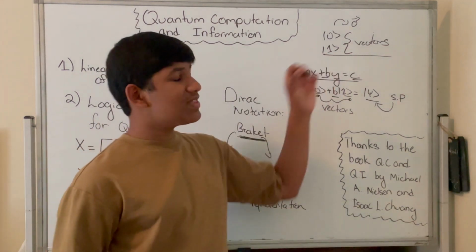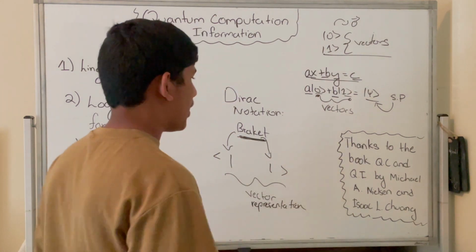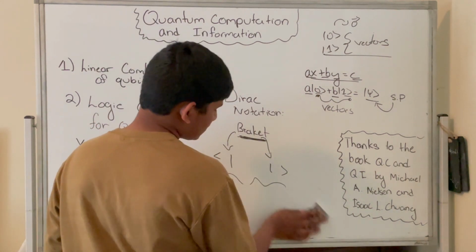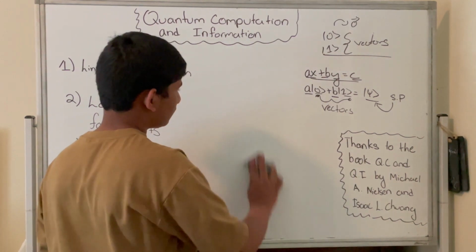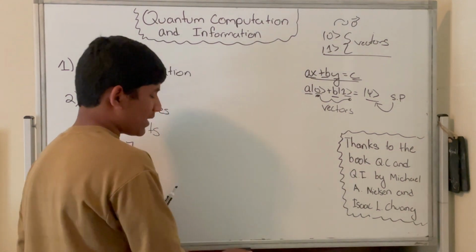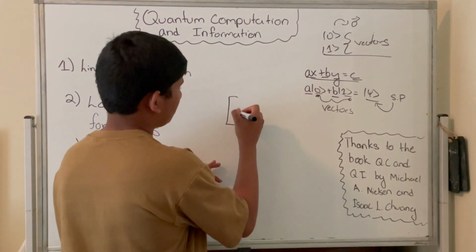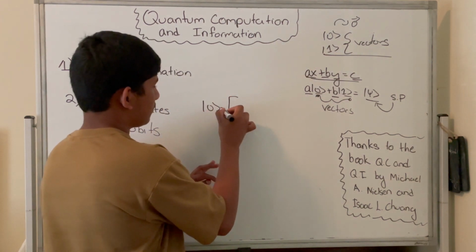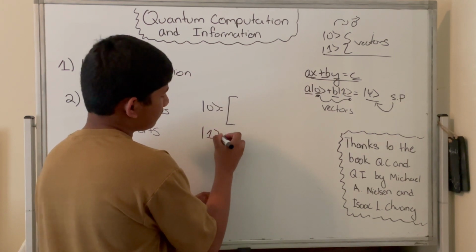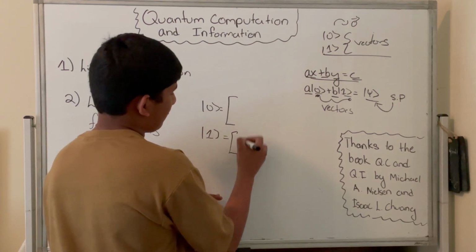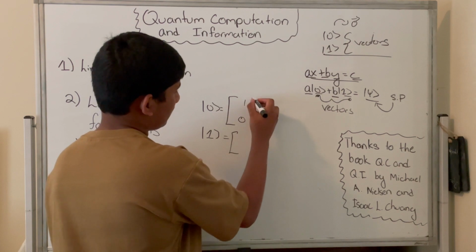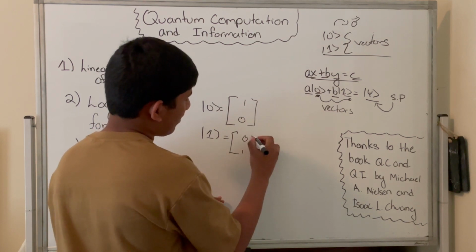Now we must understand the vector formation for 0 and 1. So what is the vector formation for 0 and 1 itself? This is a new concept that we haven't discussed in previous videos. The vector formation for 0 is 1, 0, and for 1, it's 0, 1.